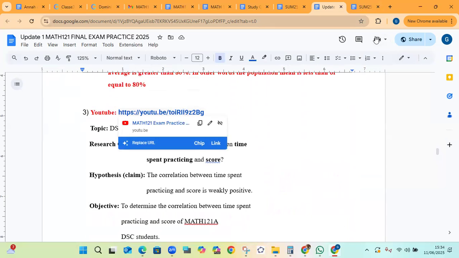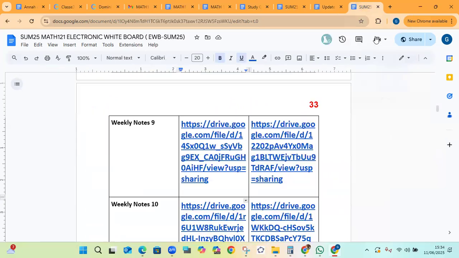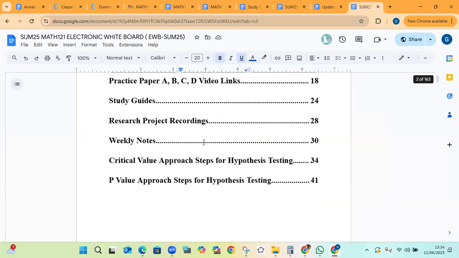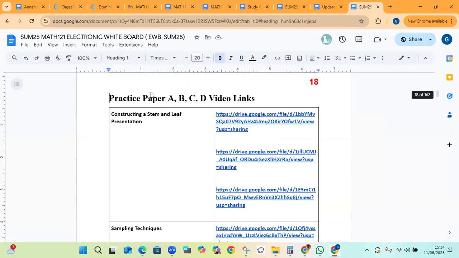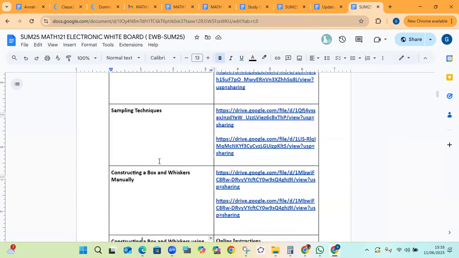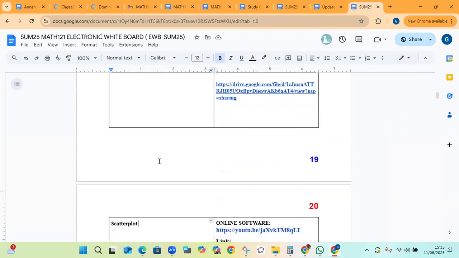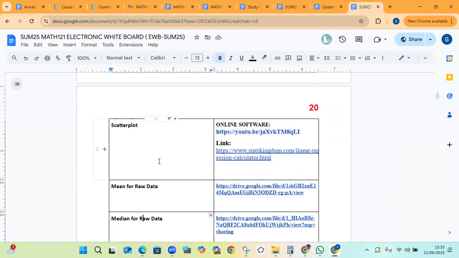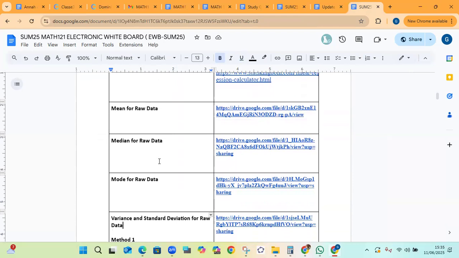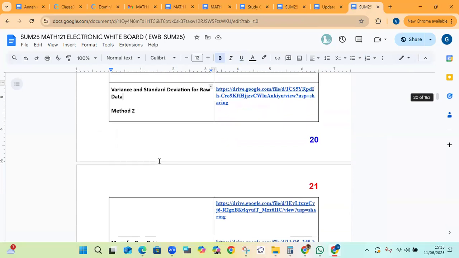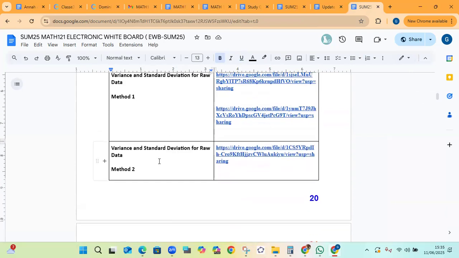Also, you have the recordings in the electronic whiteboard. If you go to the page where the recordings are, the video links, here you have sampling techniques, stem and leaf, box and whiskers. Cumulative frequency graph, scatter plot, mean for ungrouped data, median, mode, variance and standard deviation for ungrouped data. Someone asking me, sir, we need to go over the median for grouped data.